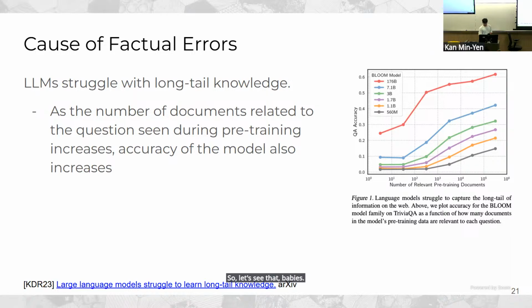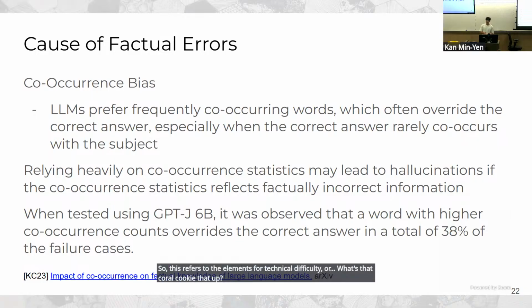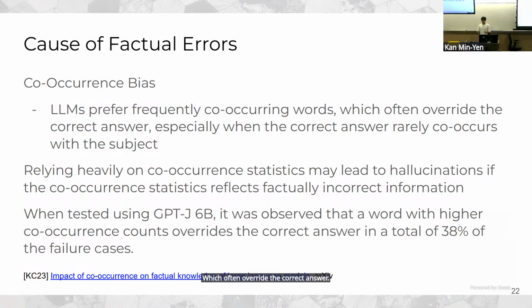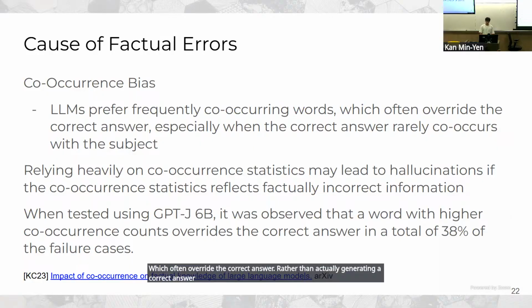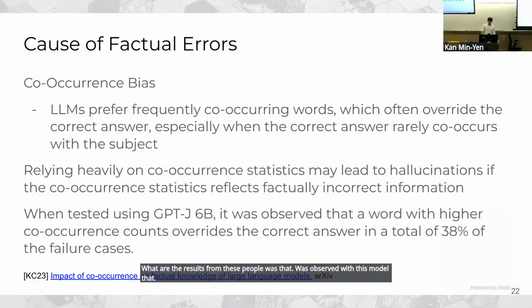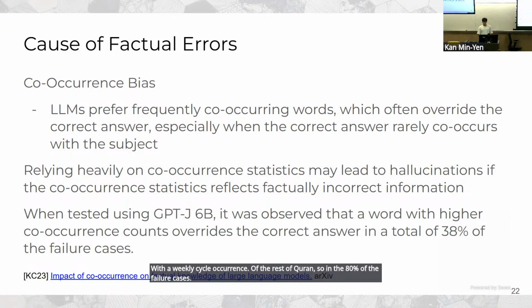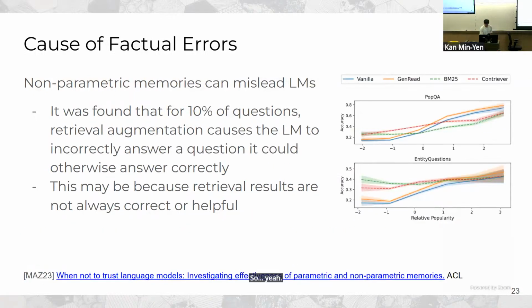Okay. The next example is with co-occurrence biases. This refers to the LLMs relying on the frequency of words that co-occur together, which often overrides the correct answer rather than actually generating a correct answer. One of the results from this paper was that it was observed with this model that a word with higher co-occurrence overrides the correct answer in 38% of the failure cases.